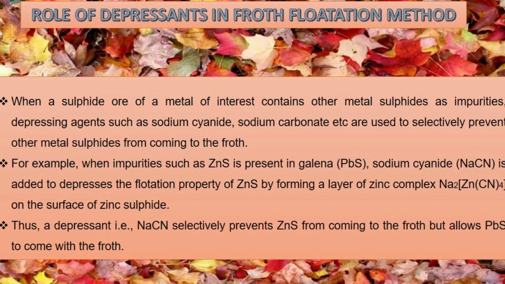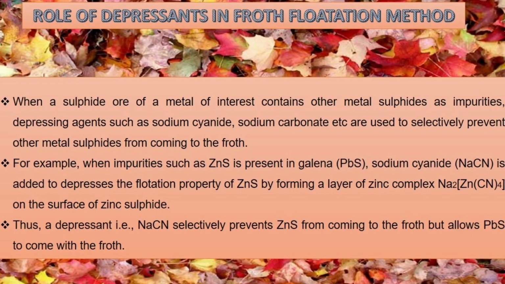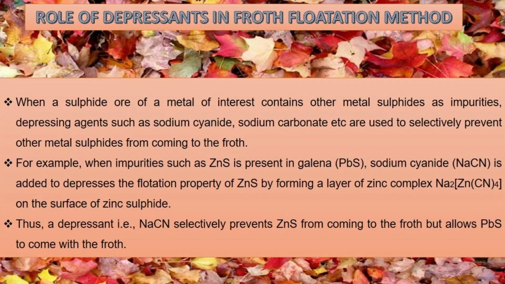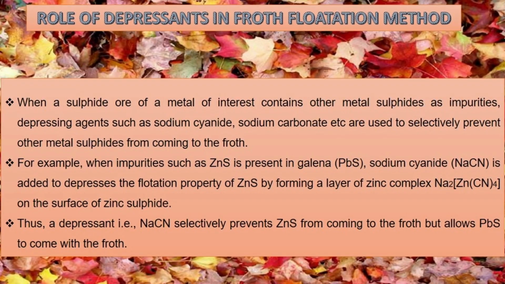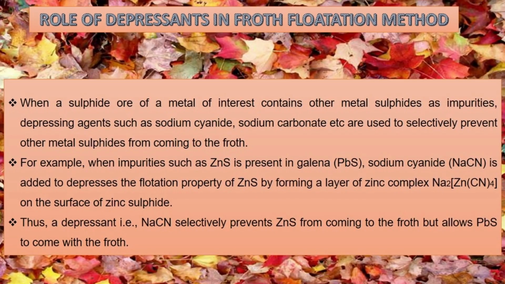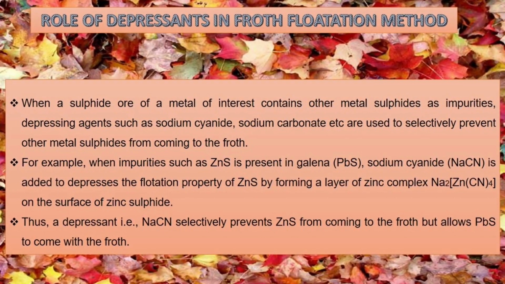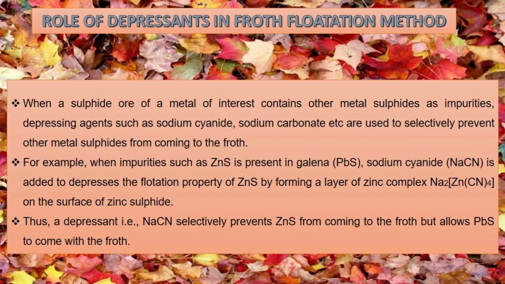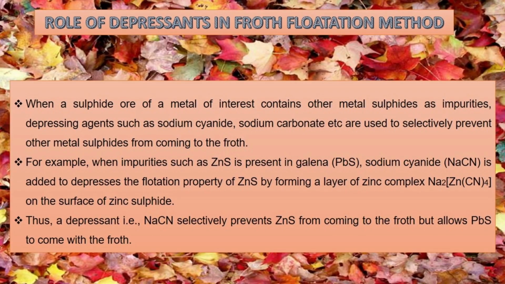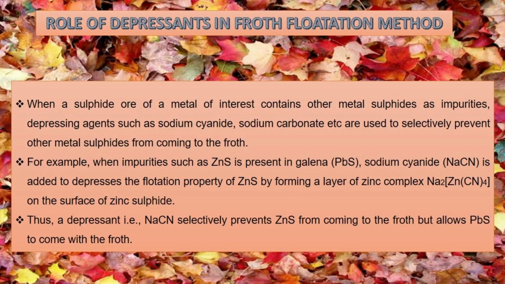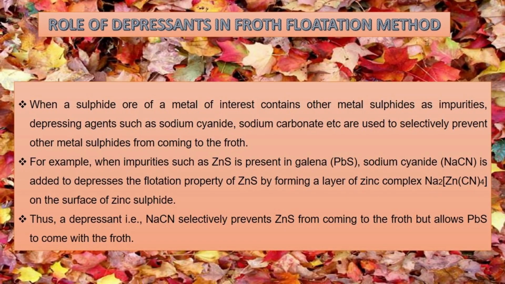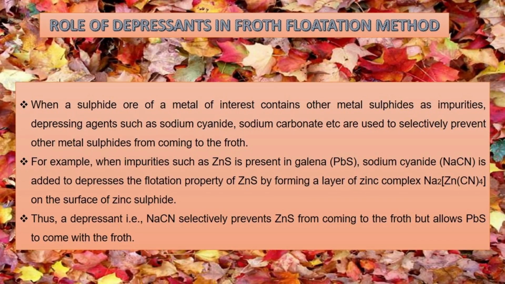When a sulfide ore has any other metal sulfide as impurity, then a depressant is added. For example, if you take galena ore, that is lead sulfide, it has zinc sulfide as impurity. Then sodium cyanide is added as a depressant. This sodium cyanide will form a complex with zinc sulfide, and it prevents that zinc sulfide from going along with the froth, and it allows only lead sulfide to go along with the froth.